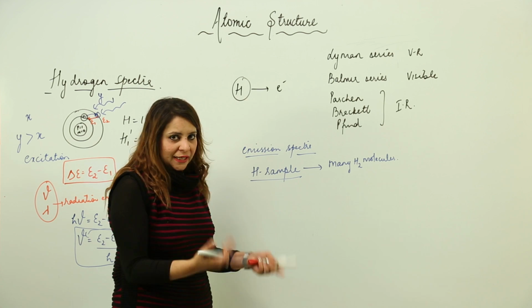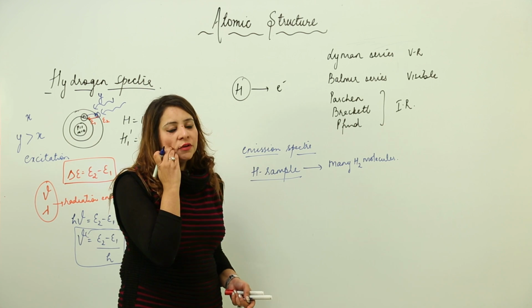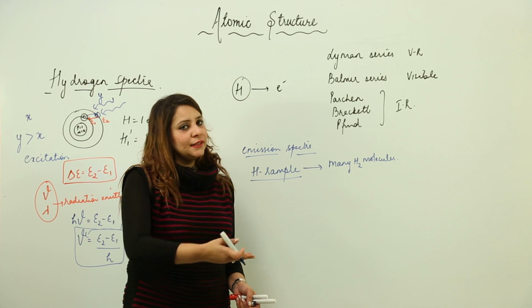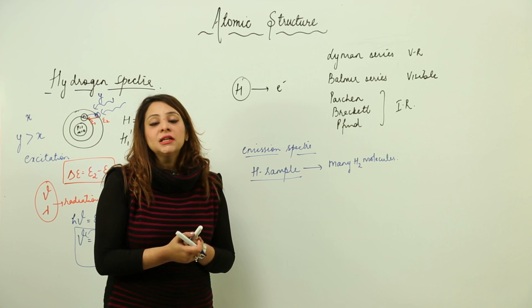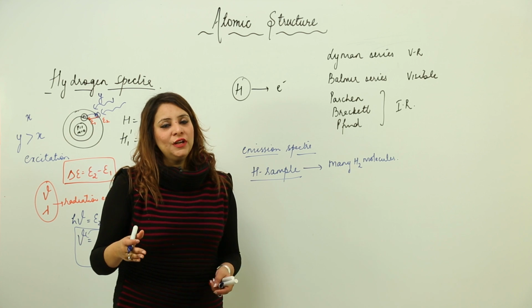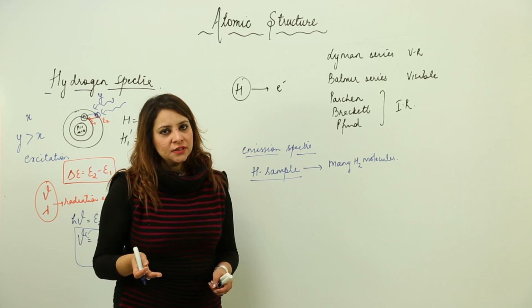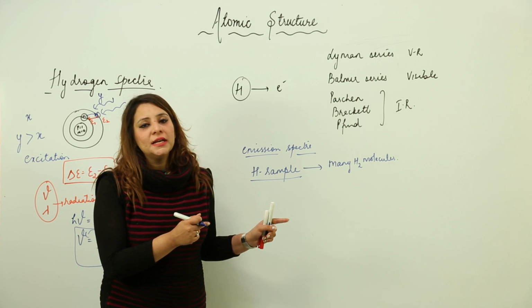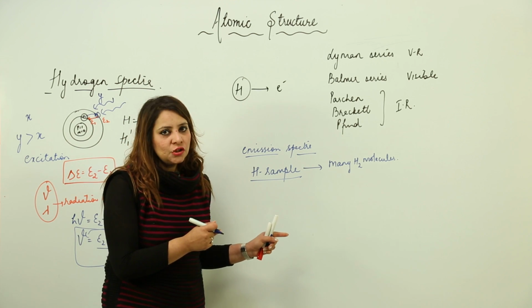So when we supply it heat, because we know that to study an emission spectra, there is a chance that a substance has its own light, or it emits light when we heat it or pass an electric discharge. So in this case, to study an emission spectra, we need to pass heat or we need to pass an electric discharge, right?